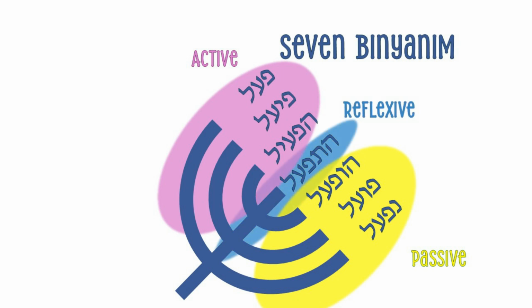But what about hitpa'el? Hitpa'el is what is called a reflexive verb. Most of the verbs have some kind of meaning of doing something to oneself, like getting dressed, or 2 people doing things to each other, like getting married, or corresponding, like writing to each other. So it doesn't have a passive form because it's kind of its own passive form.